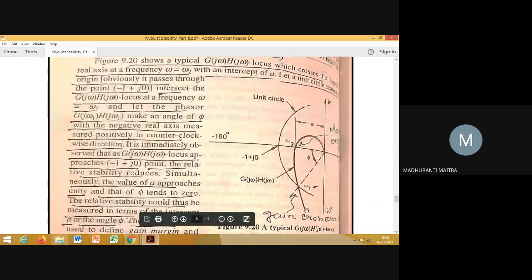Suppose this is the mapped version of the path along which s is equal to j omega, and omega is varying from 0 to minus infinity, this one, the bold one, and this is my negative real axis. We can see that this part of the Nyquist plot is the most important part of the entire Nyquist plot. This part of the Nyquist plot is intersecting the negative real axis at this particular point.